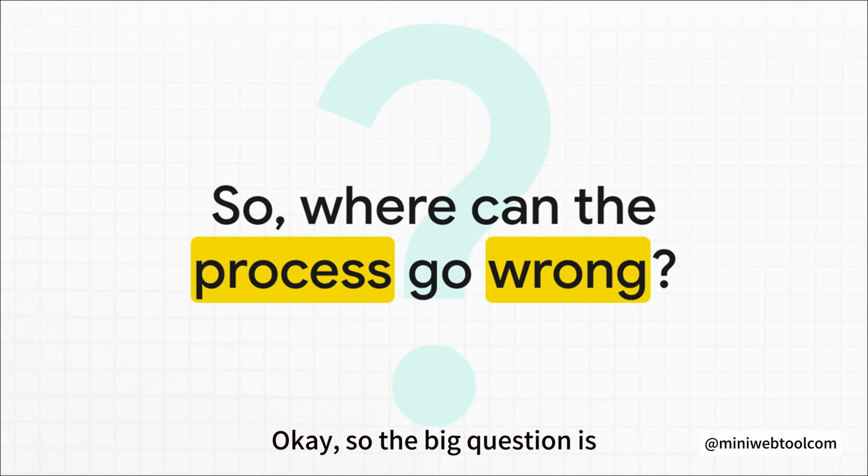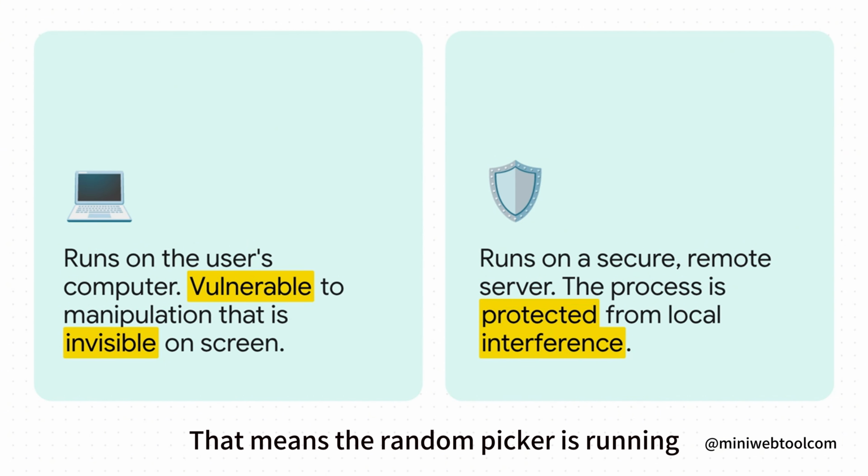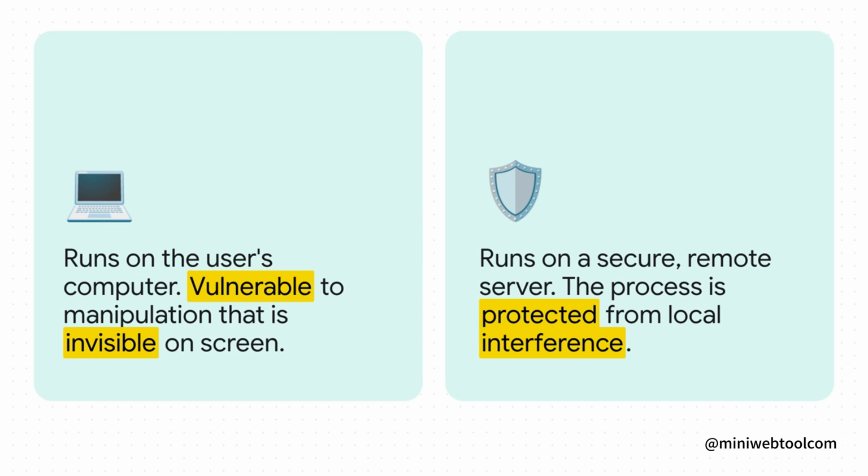Okay, so the big question is, where's the weak link? In that whole journey from a big list of names to one single winner, where can things get messed up? Well, it all comes down to where the random picking actually happens. All right, so this slide breaks it down perfectly. On one side, you have client side. That means the random picker is running on your computer. Think of it like you, the contest organizer, reaching into the hat to pick the name yourself. You could, if you wanted to, feel around for a specific slip of paper.